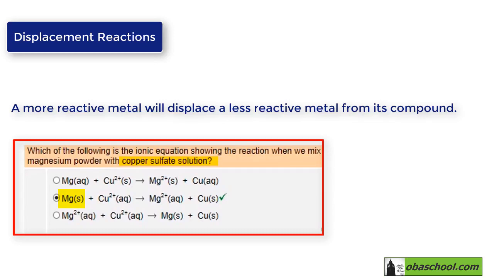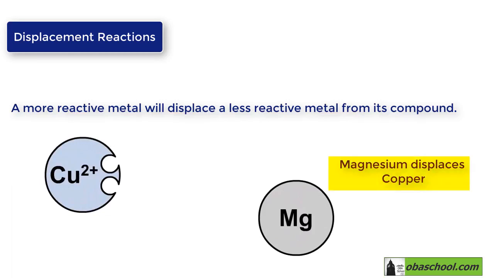At the end of the reaction, when magnesium displaces copper, magnesium becomes part of the solution magnesium sulfate, and therefore it's now Mg2+ magnesium ion, which is aqueous, plus Cu solid, which is the copper solid that was displaced from the compound. And this is how magnesium displaces copper ions from the solution.